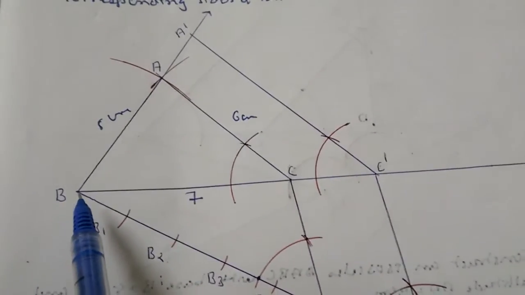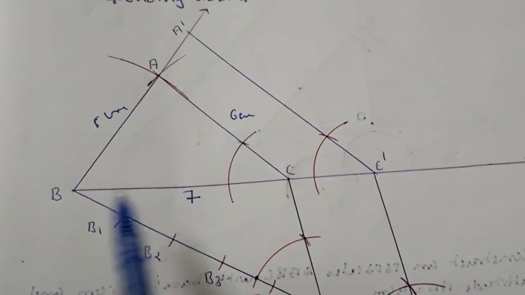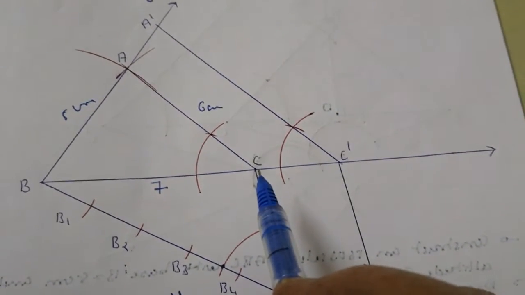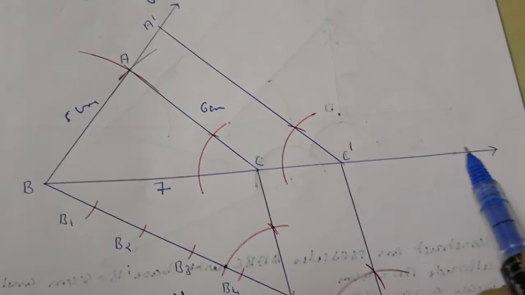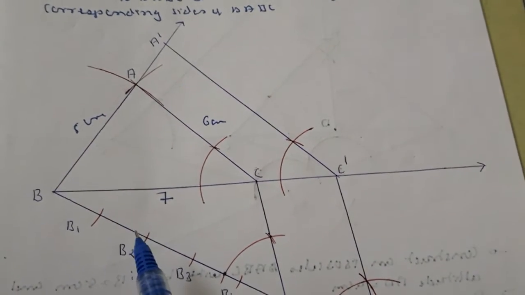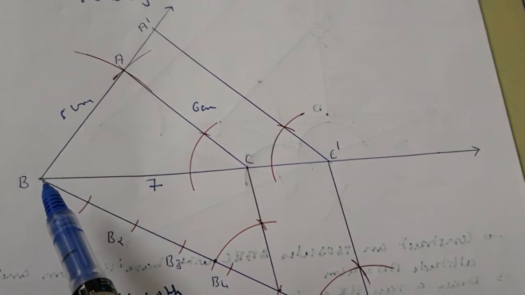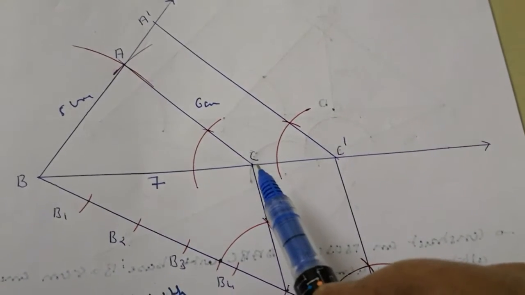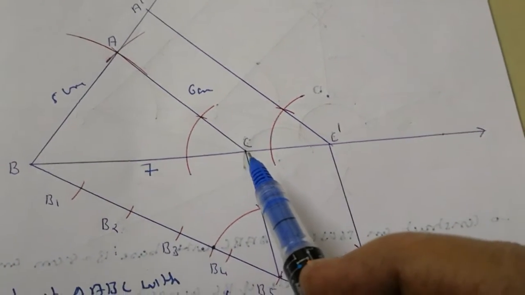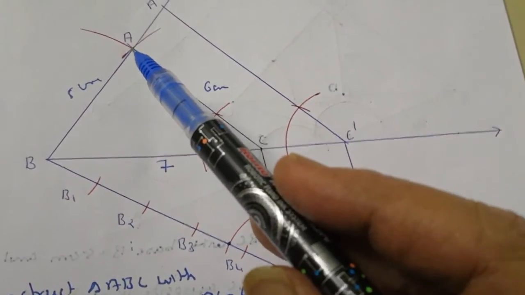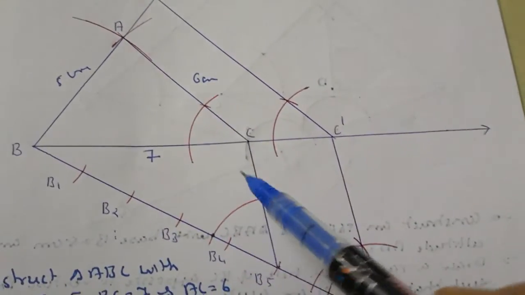First of all, you are going to construct BC of 7 cm, and then draw a ray opposite to CB, that is this ray, CY or CX or CD, whatever you want. Then with radius 5 cm and B as center, draw an arc. Then with radius 6 cm and from point C draw an arc which intersects the previous arc at A. Now join AB and AC.